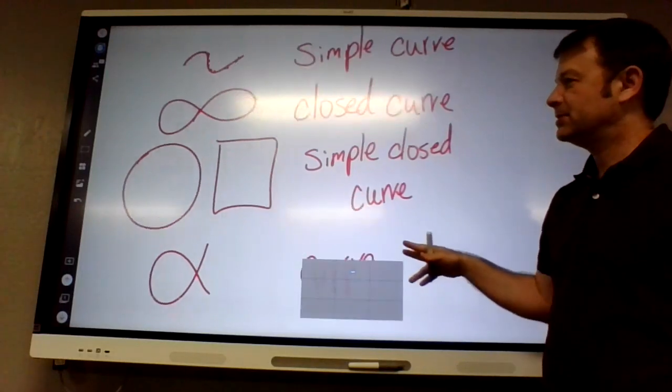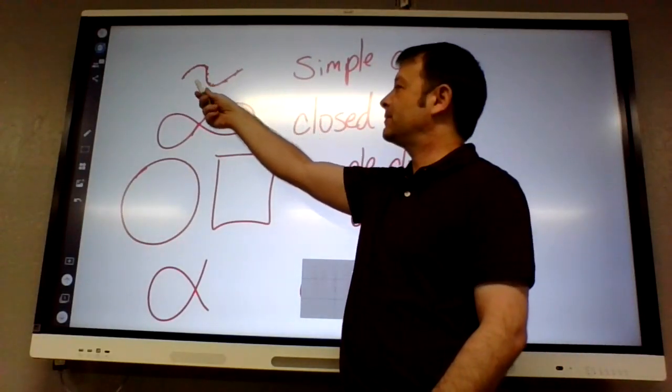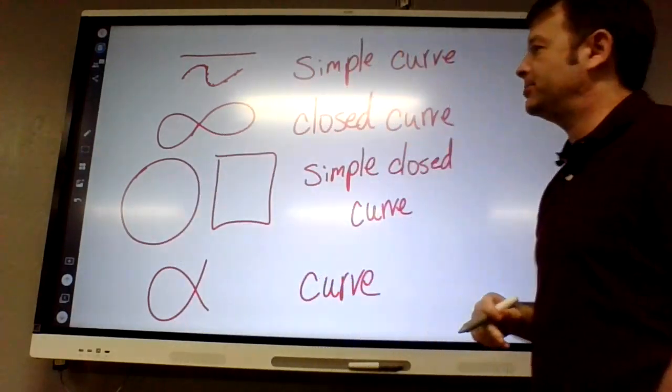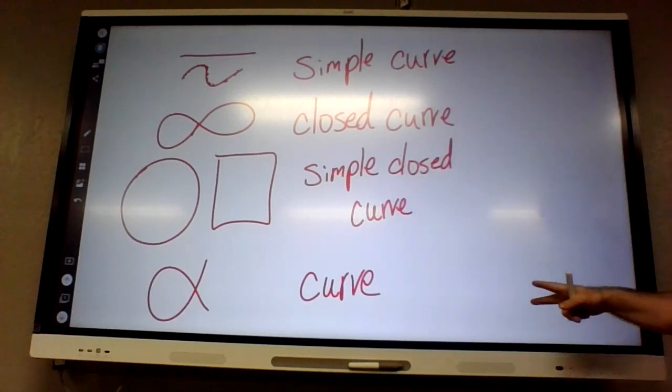Alright. You guys got that? This one's simple because it doesn't cross itself. Oh, by the way, it could be straight. By the book's definition, it could be straight. That's still a curve. Simple curve. All right.